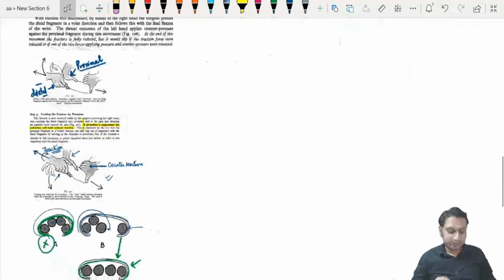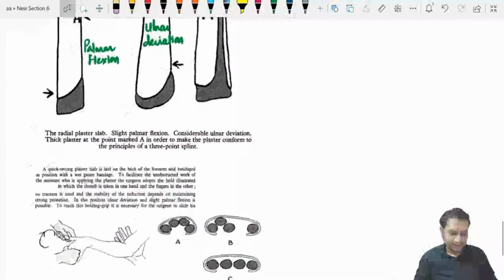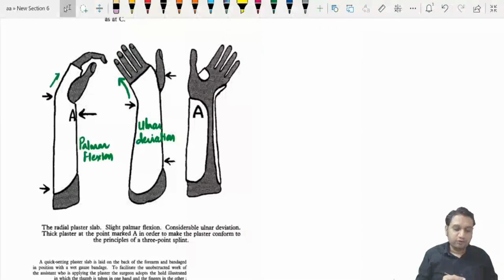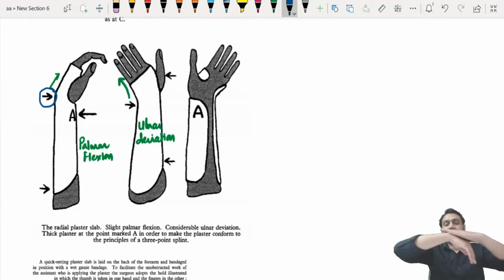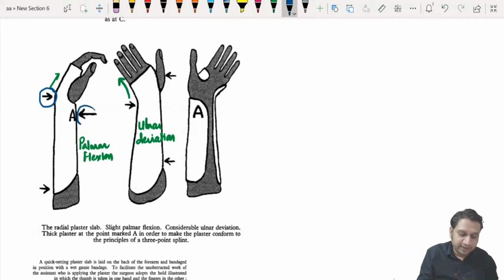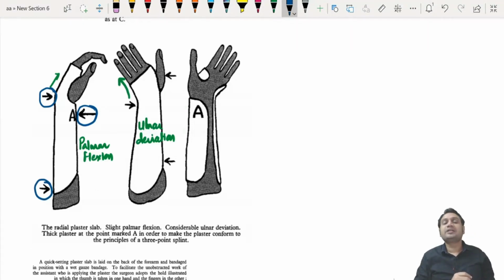These are the steps, and while we are giving this, we have to mold the plaster accordingly. That also works on the 3-point fixation principle, right? So here you have to take care that proper angulation is made, that is palmar flexion. Here you have to make sure that it is not impinging on the skin, and this fragment. So these three are the 3 pressure points where the plaster is getting stable here, and it does not get removed from the limb when it is applied, right?